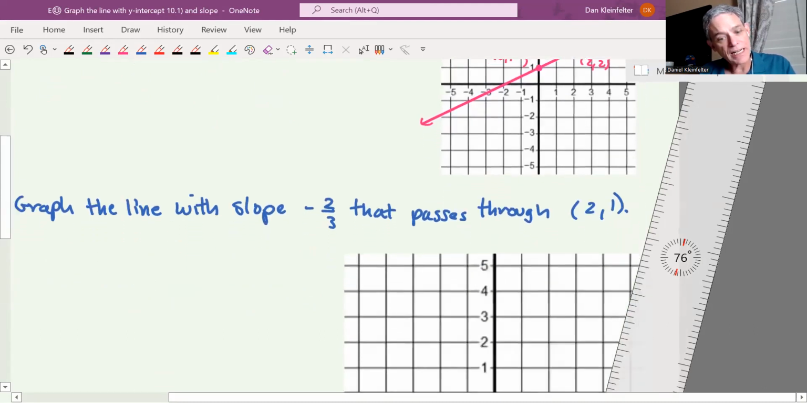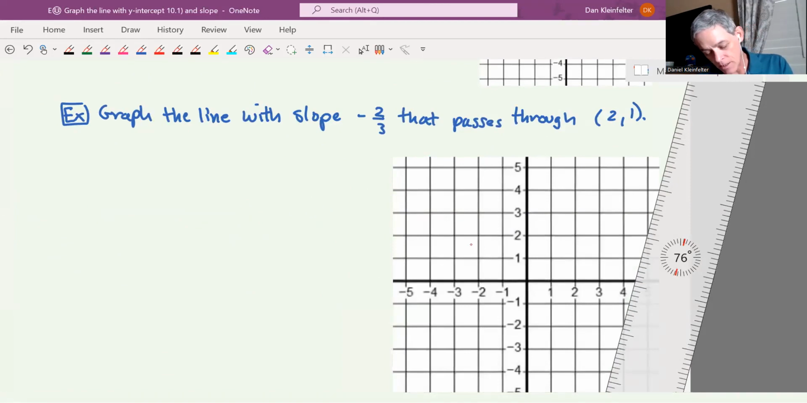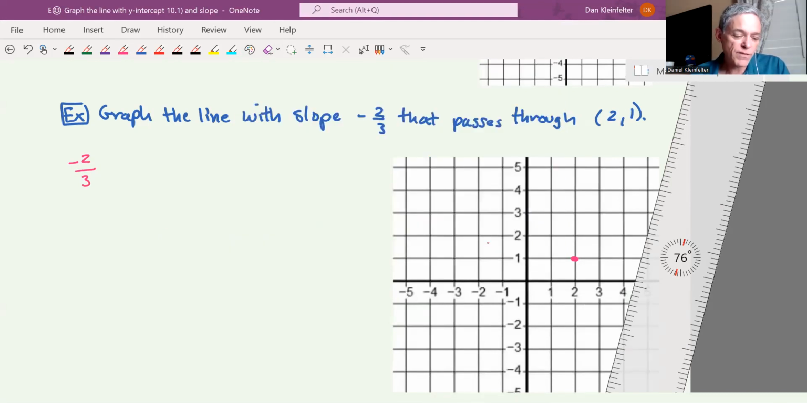We want to graph the line that has a slope of -2/3, but passes through the point (2, 1). So there's our point (2, 1). The slope is -2/3. Remember, with a negative fraction, there are a couple of places that you could put the minus sign. You could put it out in front of the entire fraction, or in this context, it's nice to put it in front of either the numerator or denominator. Most of the time, people put it in front of the numerator, but you don't have to. -2 divided by 3 is the same as 2 divided by -3.